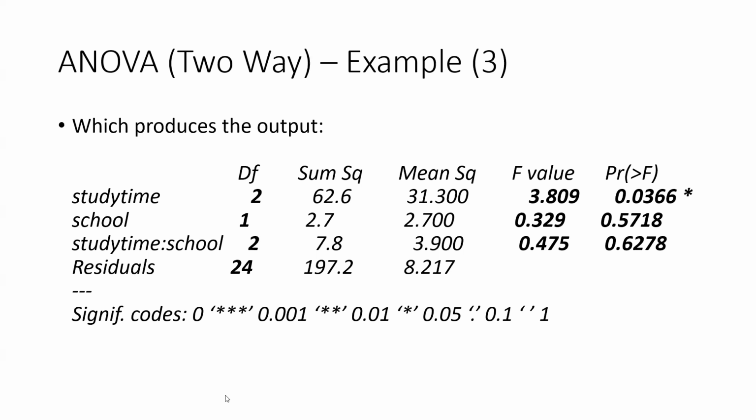We have multiple hypotheses for a two-way ANOVA. As a result, we have a whole lot going on in our output as it pertains to each particular hypothesis which is being tested. This is for study time. This is for school. This is for the interaction effect. This is residuals. Here is the F value and the P value for each.